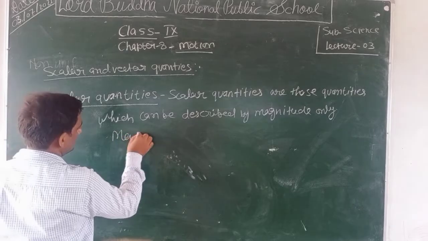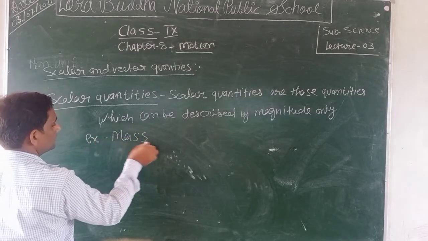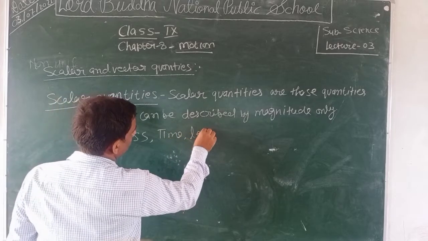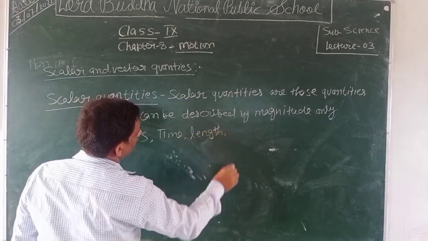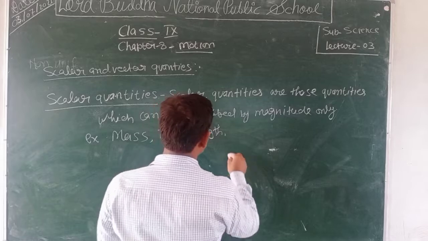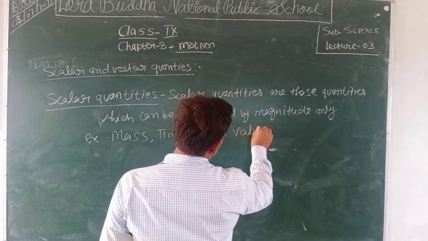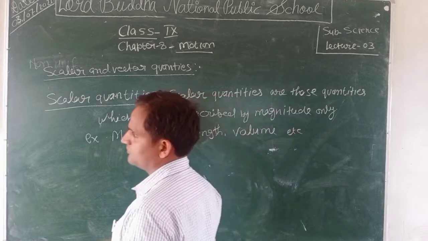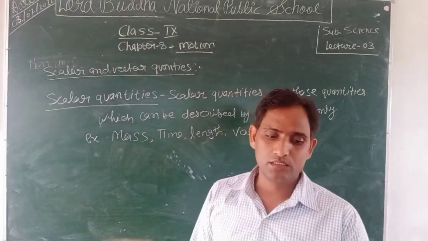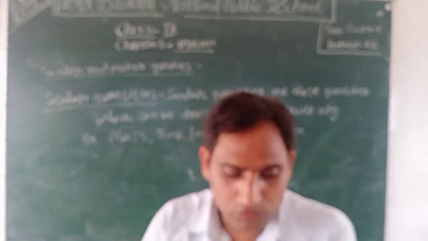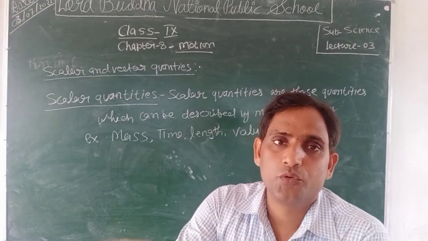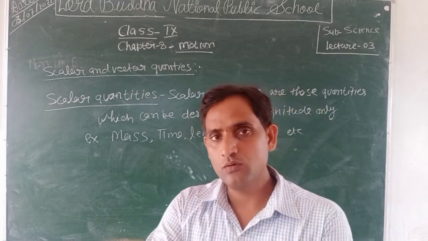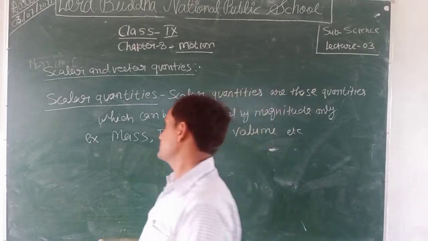For examples, mass, time, length, volume, speed. In general, scalar quantities are those quantities which have only magnitude. Clear? Now we discuss the vector quantities.